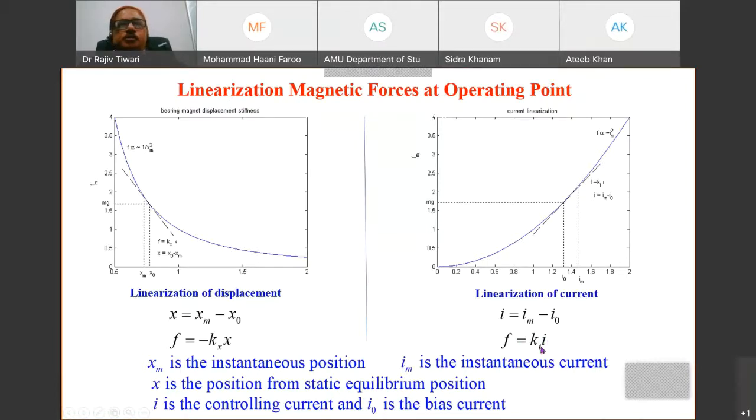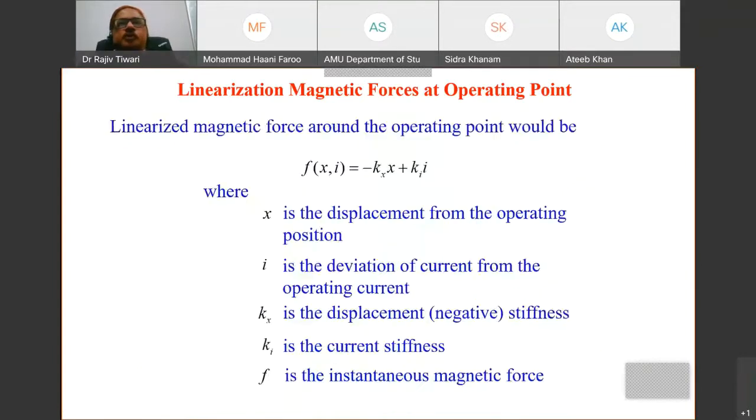So here, unlike the mechanical spring where only one mechanical stiffness is there, we have two stiffnesses. One is the displacement stiffness and another is the current stiffness, and they have been linearized about the equilibrium position at which the rotor has to operate. Now these two can be combined. The magnetic force depends upon the displacement and the current, so here we have combined the displacement stiffness and current stiffness. X is the displacement, I is the current. Now you can see the magnetic force changes with both the displacement and the current.